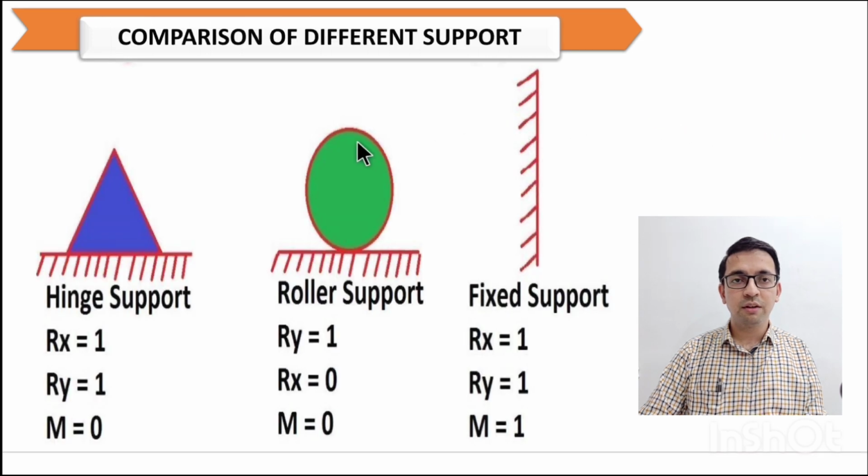So now, in short, comparison of different supports. Here we can see hinge support, roller support and fixed support, which are generally designed in structures. So we know hinge support restrains horizontal movement, vertical movement, but allows rotation about a joint. Second one, roller support. We can know it restrains vertical movement only, but cannot restrain horizontal movement as well as rotation. In third case, which is fixed support, it restrains horizontal movement, vertical movement and rotation about a joint.